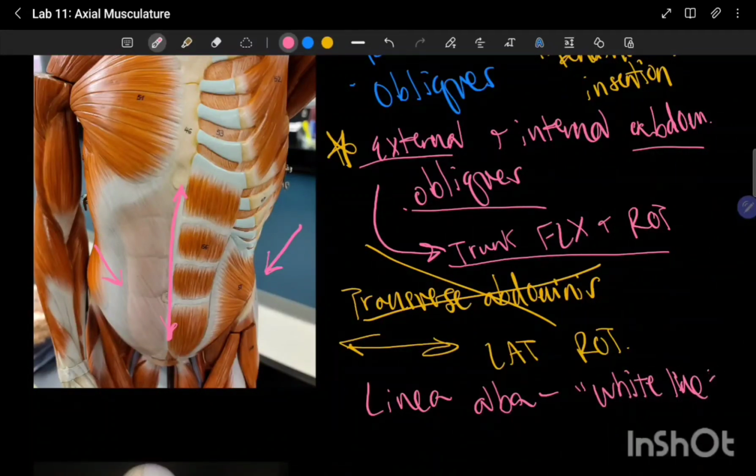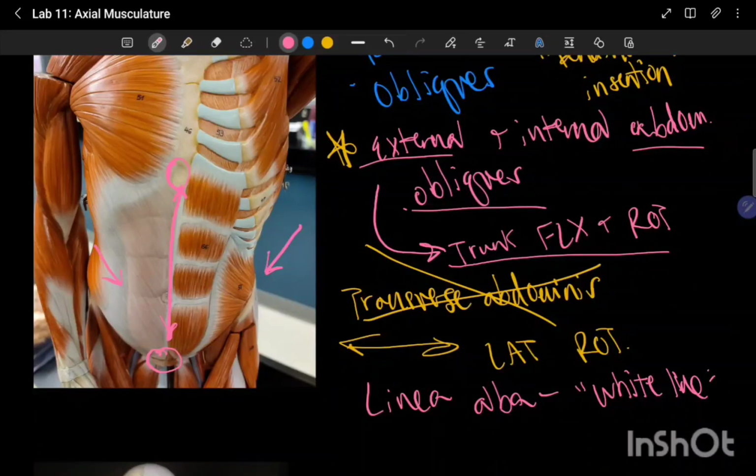And so this guy is running all the way from our xiphoid process to the pubis, and it's going to be an attachment point for a lot of our muscles. So it's going to be an attachment for the obliques and for the transverse abdominis. So that's also a good lab exam candidate for the test.